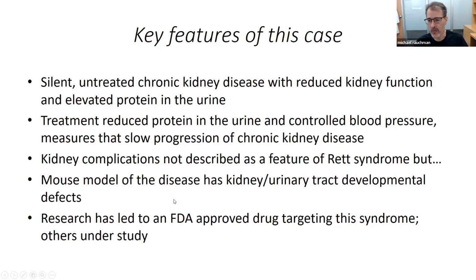Kidney complications, when you look up descriptions of Rett syndrome, are not described as a feature of Rett syndrome. But there are mouse models of Rett syndrome, and those mice who have the same mutations in the same gene do have some defects in the kidney and the urinary tract. So in a way, it wasn't surprising to me when I discovered that this patient had some chronic kidney disease.